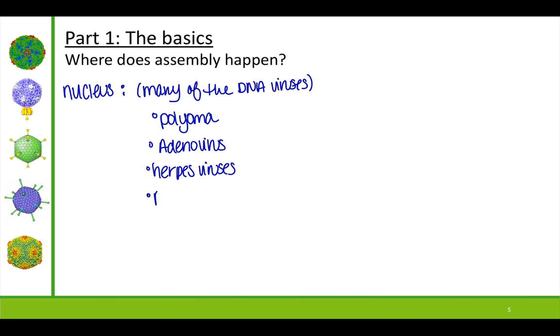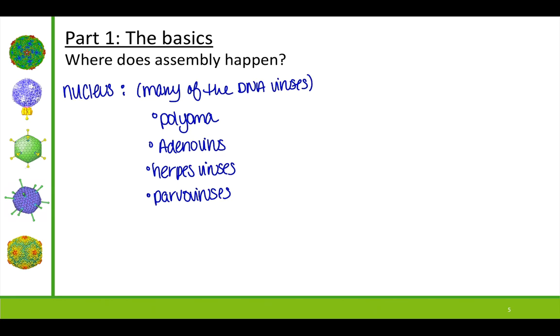All of these, their destination when they enter the cell is to go to the nucleus, particularly for those single-stranded DNA viruses. They have to be fixed in a sense to be made double-stranded. From there, we can replicate them. And so most of those viruses are going to be assembled in the nucleus.